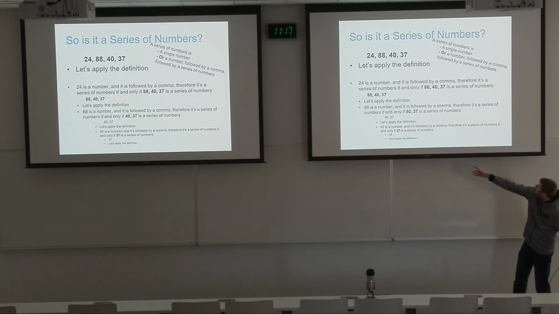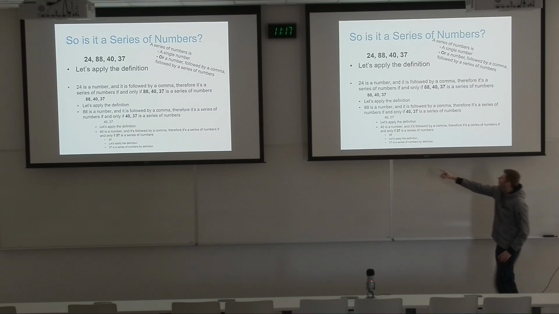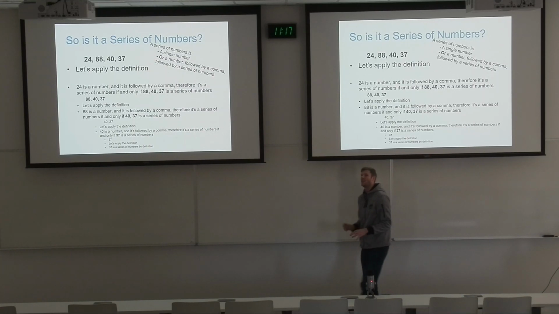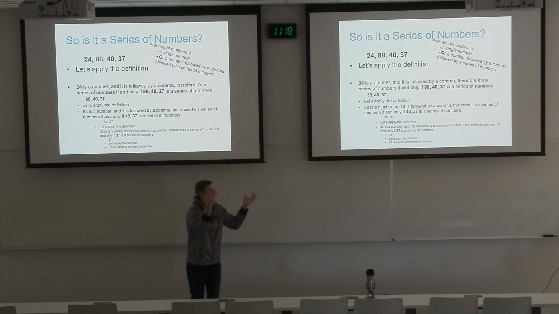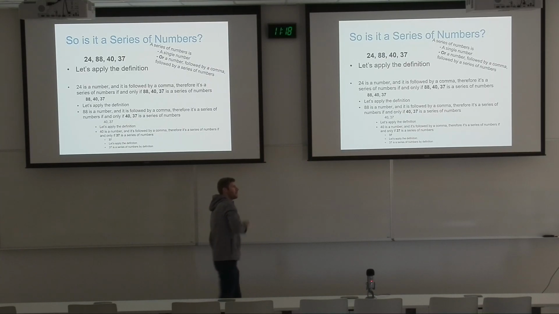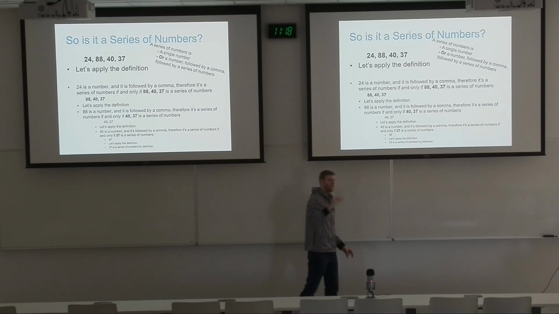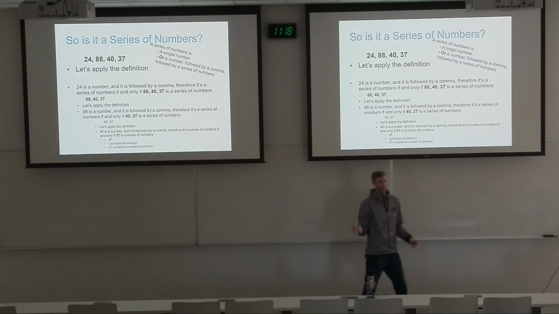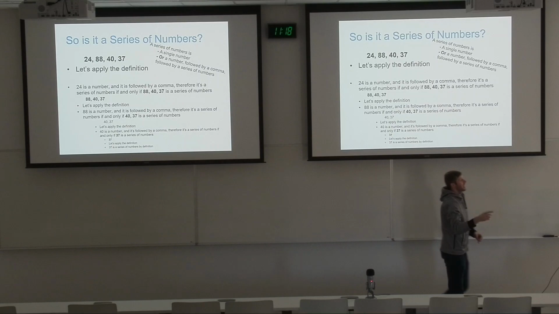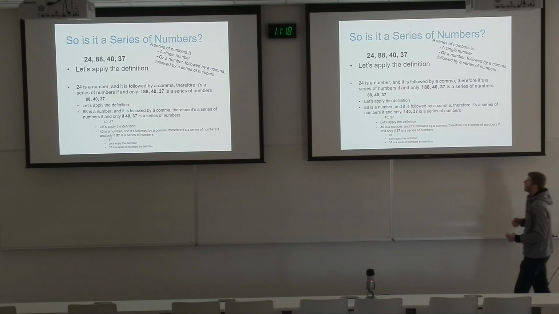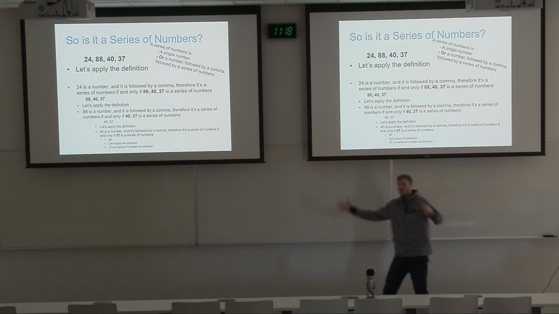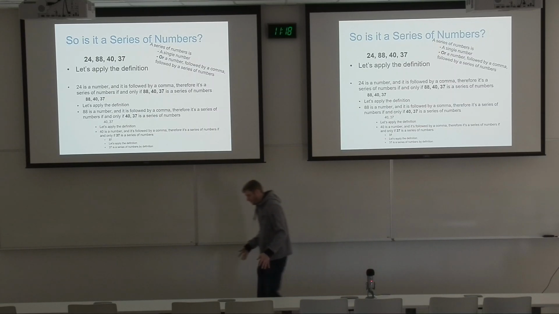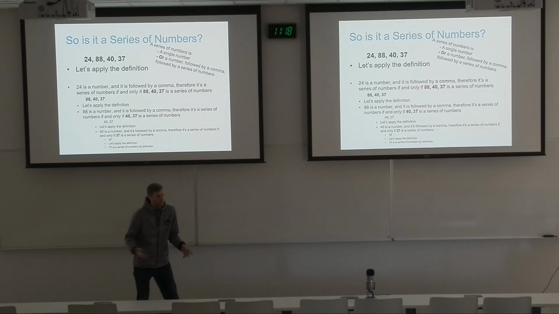37. Let's apply the definition. I know it's getting small. 37 is a series of numbers by definition. Why? Well, the first bit: a single number is a series of numbers. That's how it was defined. So if 37 is a series of numbers, that therefore means 40 and 37 is a series of numbers, which therefore means 88, 40, and 37 is a series of numbers, which therefore means 24, 88, 40, and 37 is a series of numbers. There, we're done. We answered the question. It might seem like a lot of work, but it's kind of fun.